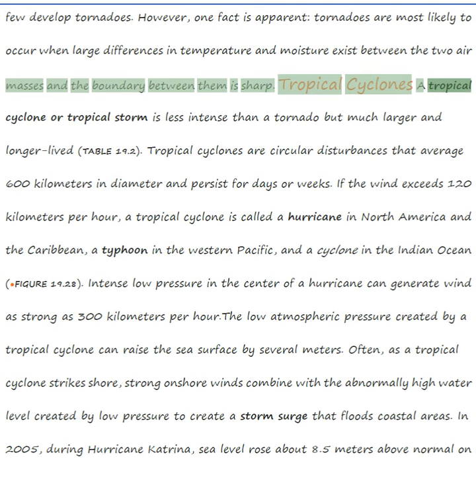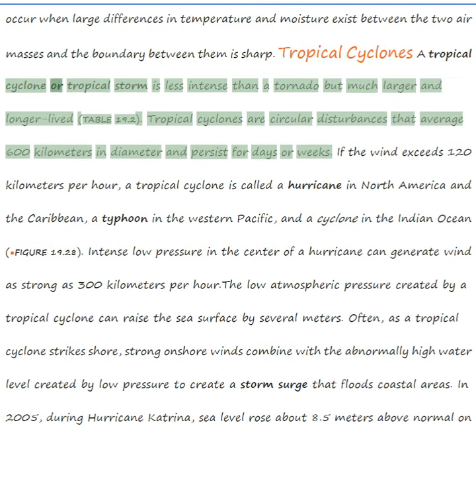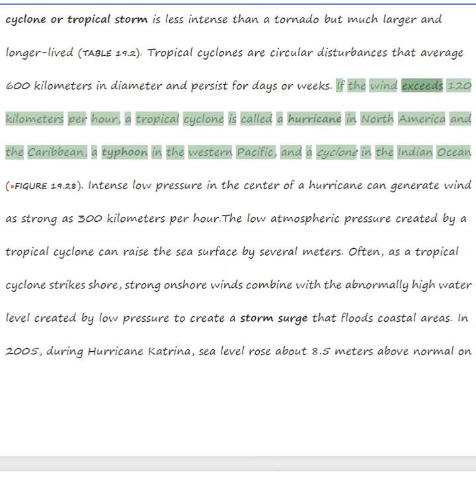Tropical cyclones. A tropical cyclone or tropical storm is less intense than a tornado but much larger and longer-lived. Tropical cyclones are circular disturbances that average 600 kilometers in diameter and persist for days or weeks. If the wind exceeds 120 kilometers per hour, a tropical cyclone is called a hurricane in North America and the Caribbean, a typhoon in the Western Pacific, and a cyclone in the Indian Ocean.